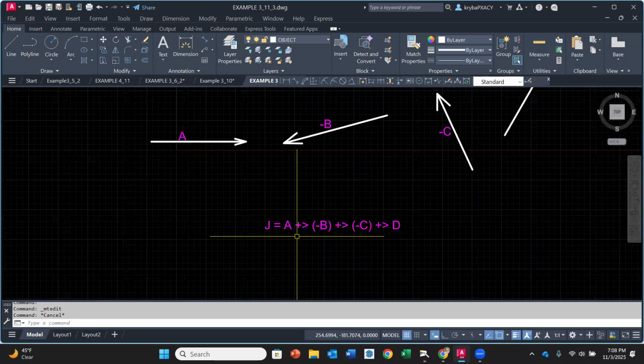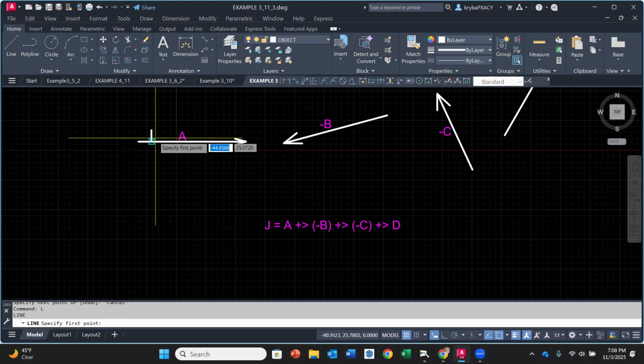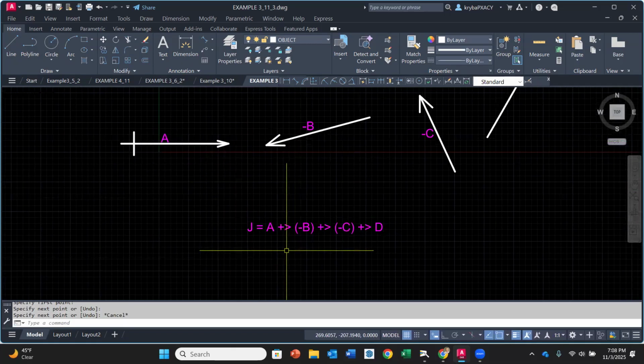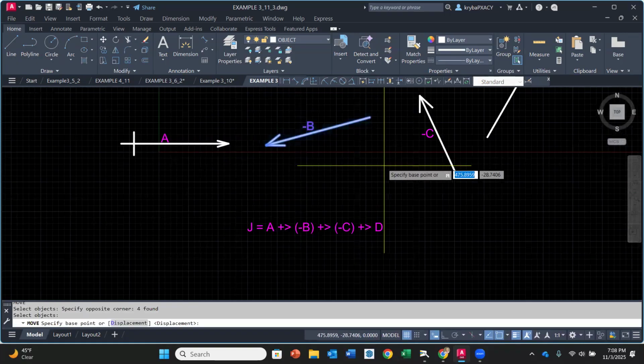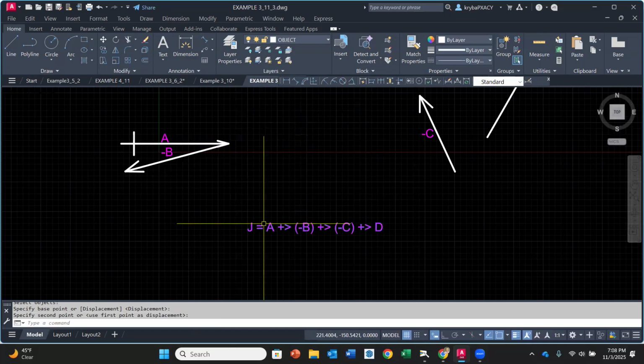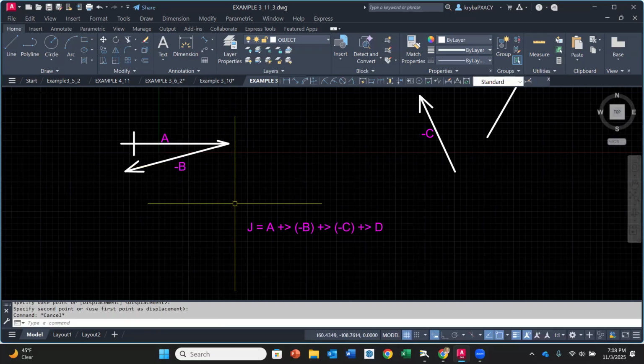So starting at my equal sign, my first vector is going to be A. So I need to identify my origin at the tail of A, making sure it's large enough to be able to see. Okay. Then I'm going to add the negative B. So the B is already in its negative position. So I'm going to move its tail to the tip of A. And then I'm going to move negative B to the outside here.